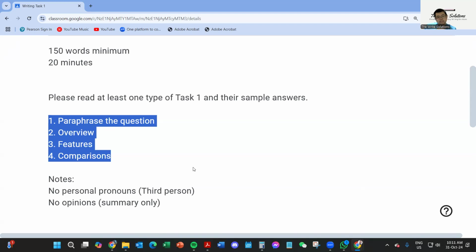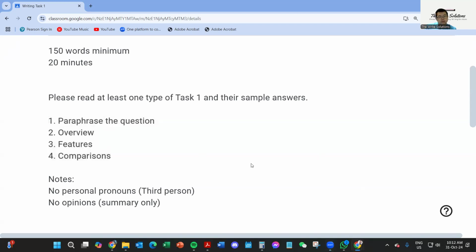So number 1 is paraphrase the question, which I'm going to be talking about. Paraphrase means to put in your own words. That is the question. The overview is overall or a summary. And also the features and comparisons. This is what we're going to be doing. There's no personal pronouns, third person, and no opinions. This is a summary only.